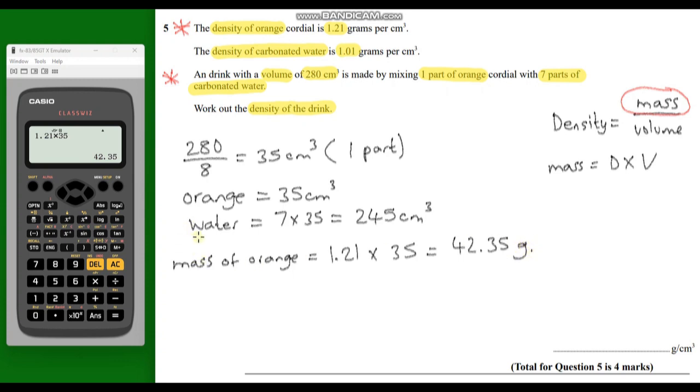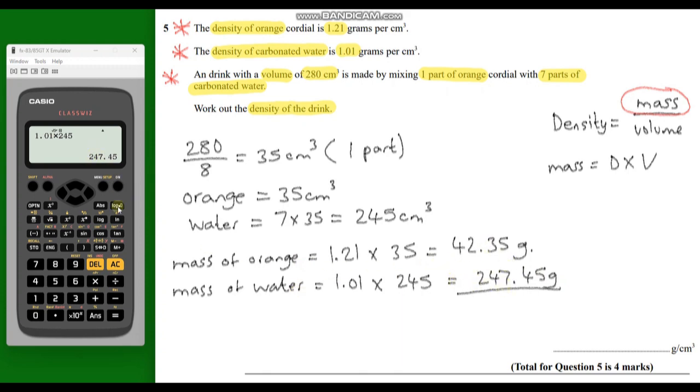Now let's do exactly the same with the water. We look at this point up here. Mass of water is going to be the density of water, which is 1.01, multiplied by the volume of water, which we found to be 245 centimetres cubed. So 1.01 multiplied by 245 gives us 247.45 grams. Now we've got the mass of the orange and the water, we can work out the total mass just by adding these together.